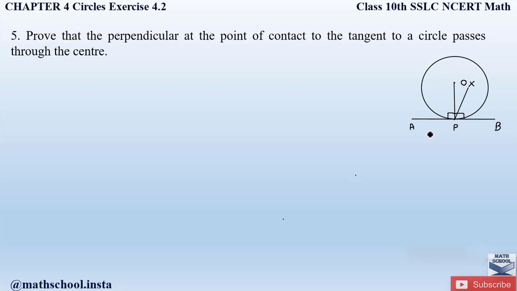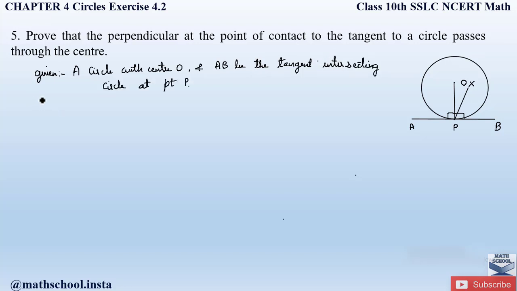Let us first write down what is given in the question. They have given us a circle with center O, and AB is the tangent intersecting the circle at point P. And what we have to prove is that the perpendicular drawn at the point of contact to the tangent to a circle passes through the center.